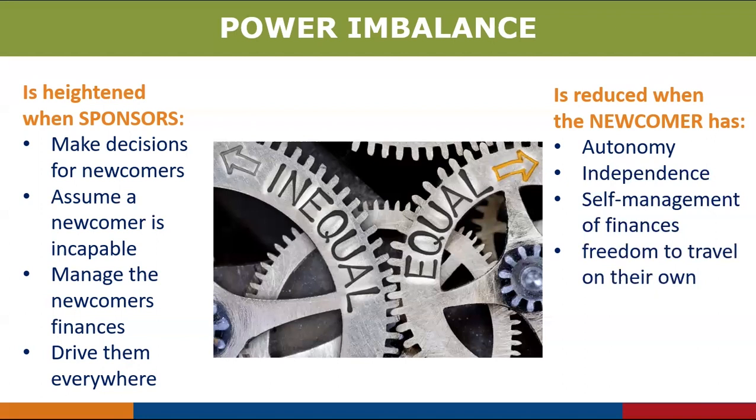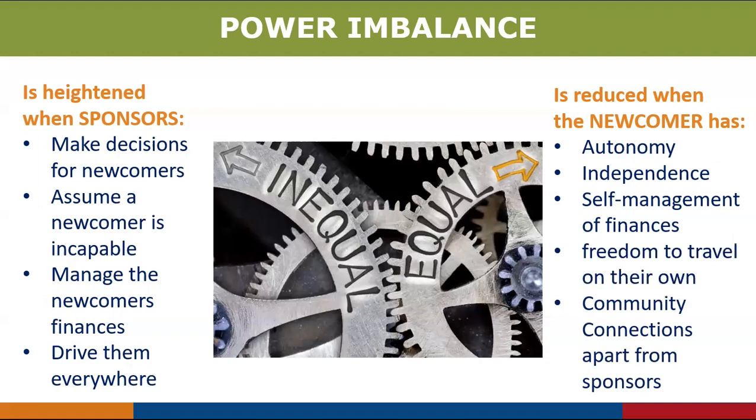And to have the freedom to travel on their own if they wish to. So even though you may have a vehicle or enough people that are willing to drive them where they need to go, it is still your responsibility to teach them how to use the public transit system. And you still are required to provide them with monthly bus passes, even if they're being driven where they need to go. This allows them the freedom to travel on their own if they wish to. And you can reduce power imbalance by encouraging them to make community connections on their own apart from their sponsors, to make new friends and circles of support that are separate from their sponsors.